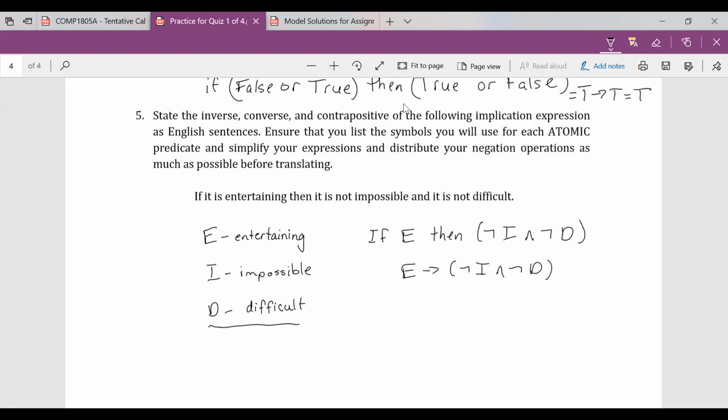To take the inverse is to swap them. Inverse, converse. Man, am I forgetting this? Yeah, so the inverse is not. So then I would say, if it is not impossible and it is not difficult, then it is entertaining. Converse, I would say, not E, so this is inverse.